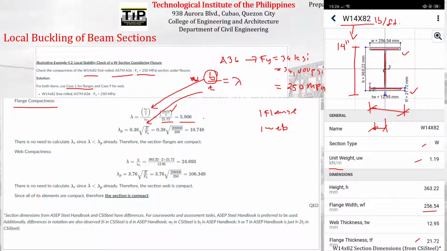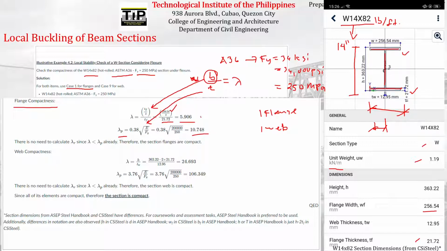And then after computing that, all we need to do is compare that to lambda p. That's why we need to compute lambda p. The formula for lambda p is equal to 0.38 square root of E over Fy. The E of steel is 200,000 megapascal. Fy is given, although even if it's not given, you have to know it already. You have to memorize it. That is equal to 250 megapascal. The result is equal to this.